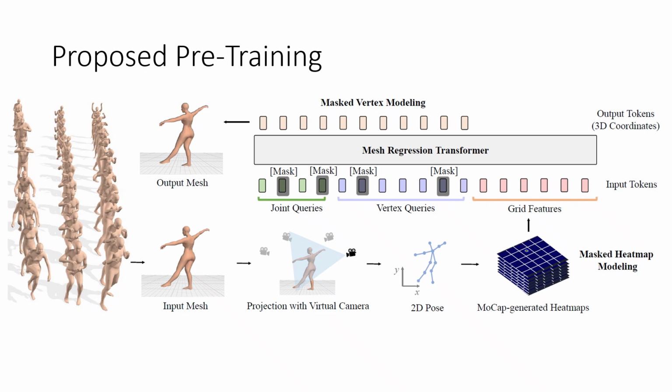To be more specific, we use the AMASS MoCap dataset for pre-training. The dataset has 25 million frames. Each frame has a human mesh. We then sparsely sample 2 million meshes from AMASS for training. After the projections with 4 virtual cameras, we obtained in total 8 million human meshes for the pre-training.